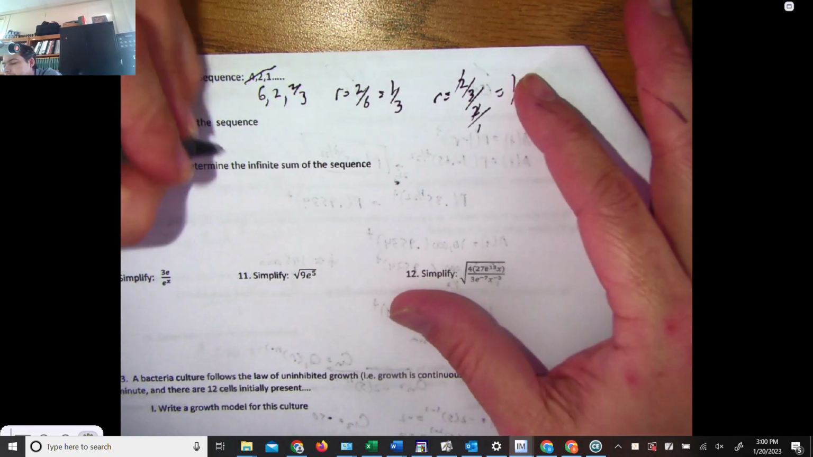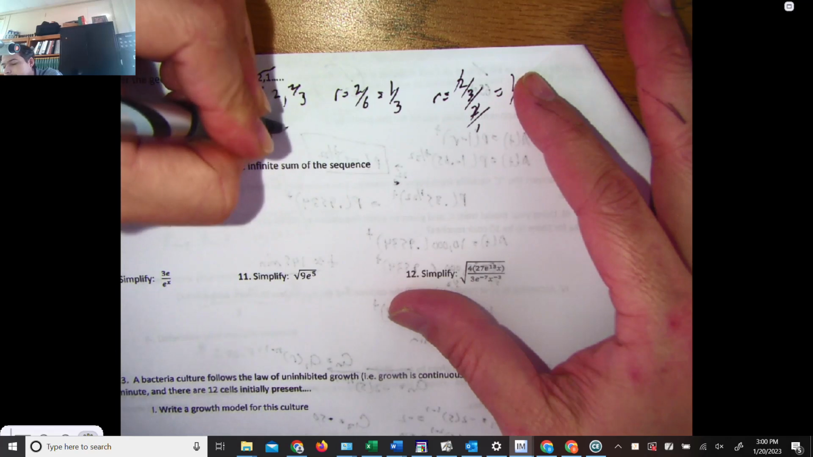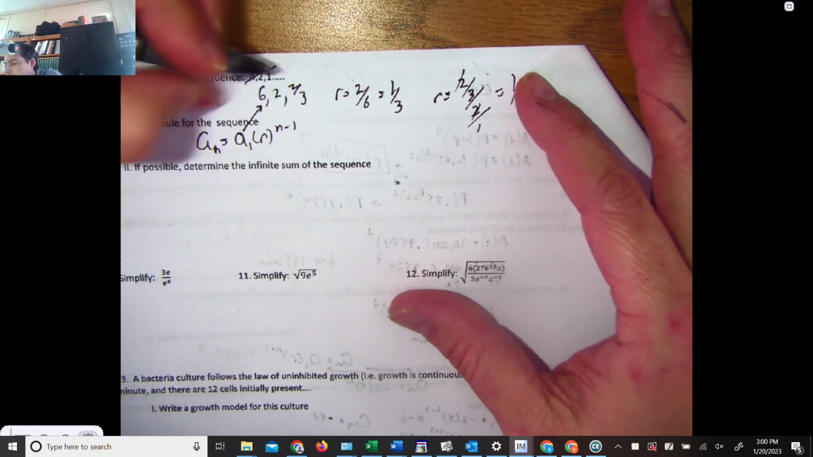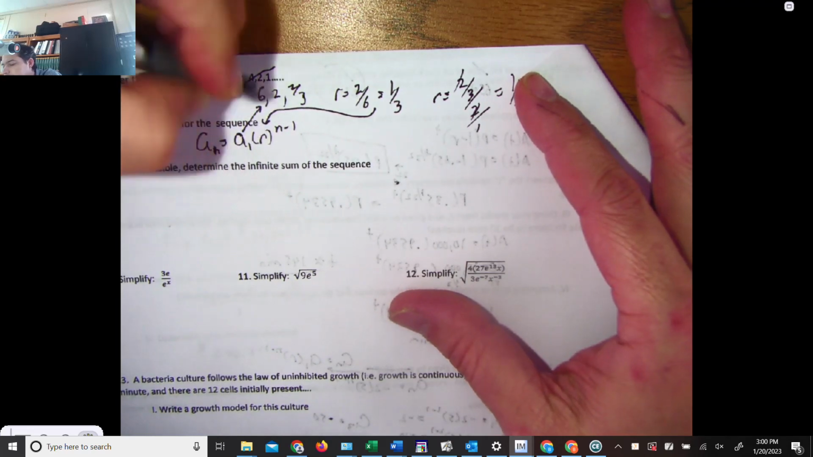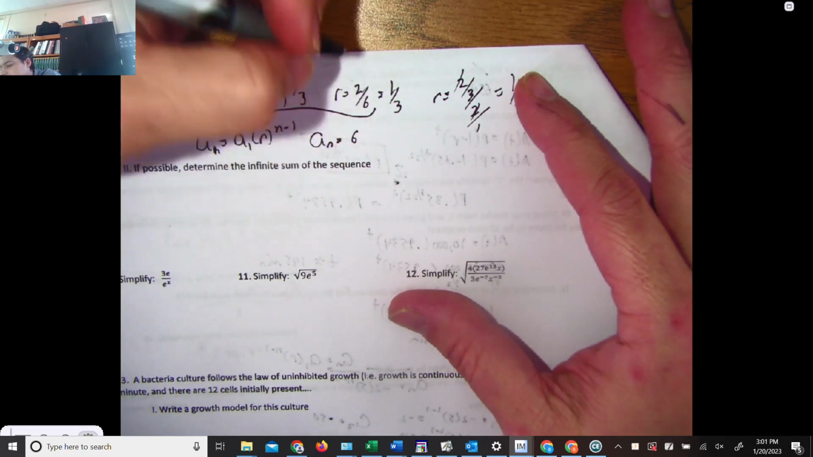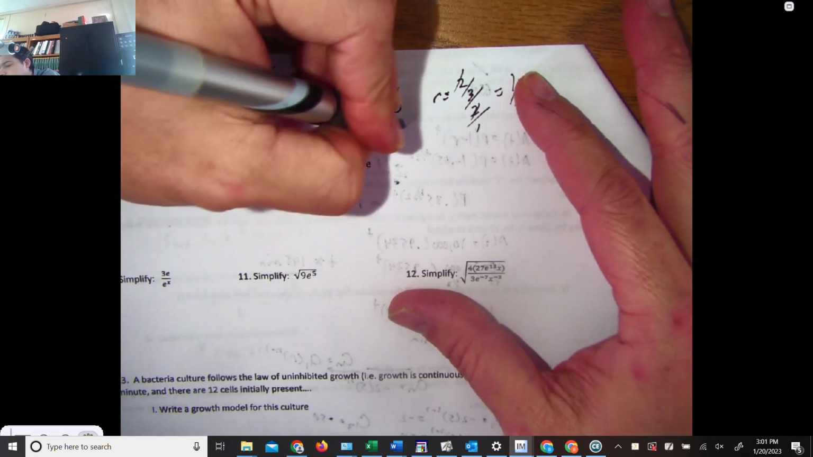So the rule for this, again, I'm using a sub n is a sub 1 times r to the n minus 1. The first term is 6, and my ratio is a third. So the rule is 6 times (1/3) to the n minus 1.